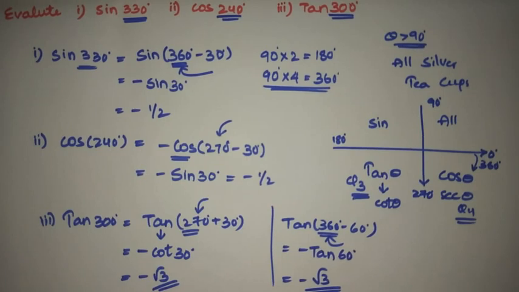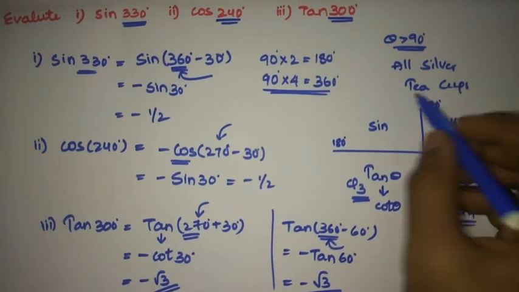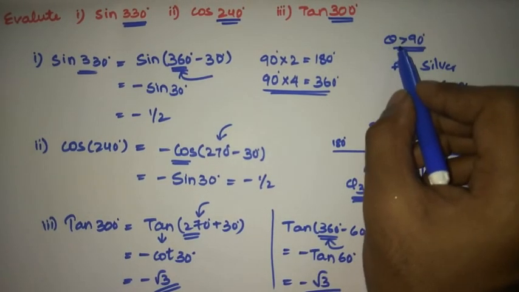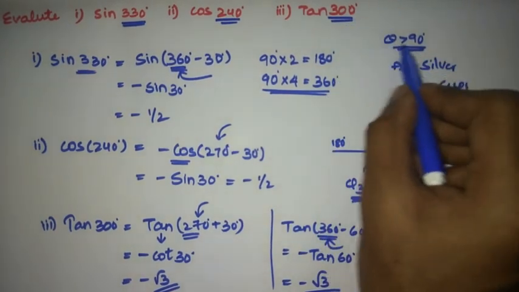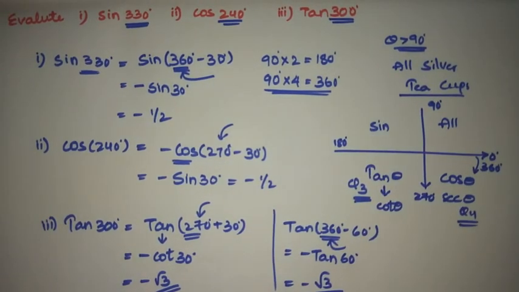This is how we need to use All Silver Tea Cups. And remember, this will be used when the angle is greater than 90. Okay, thank you.